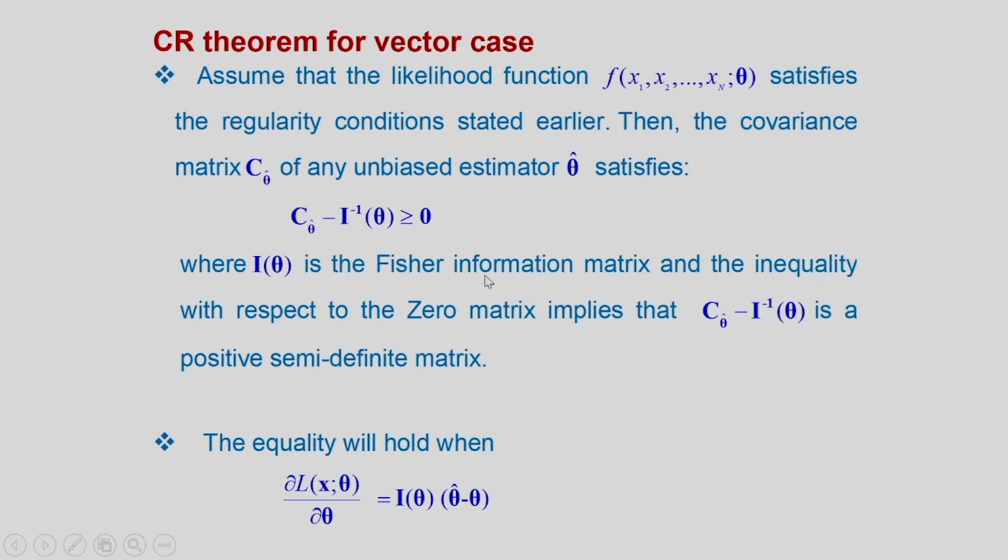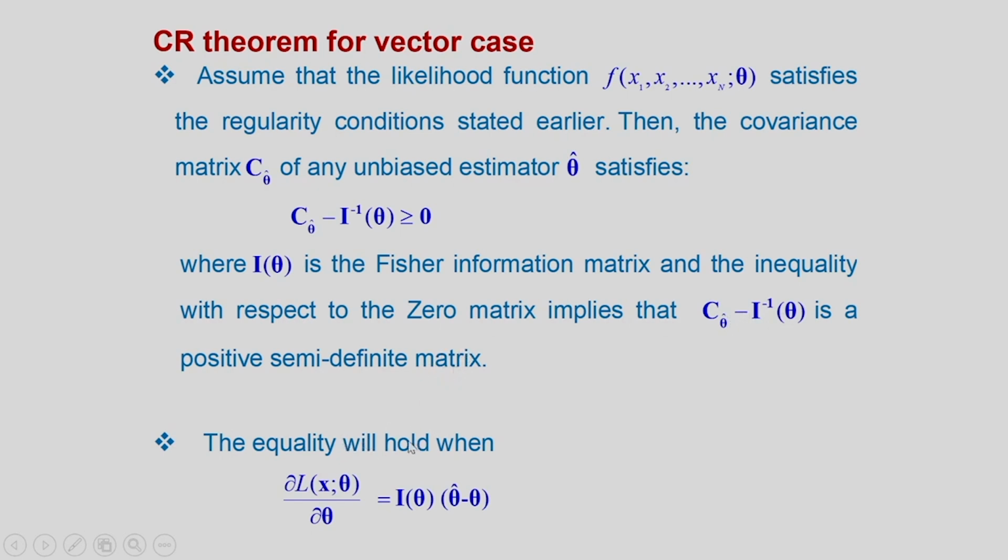Where I(theta) is the Fisher information matrix. Now, this inequality is a matrix inequality. This inequality with respect to the 0 matrix implies that the quantity C(theta hat) minus I inverse of theta is a positive semi-definite matrix. So, we have to test whether this matrix C(theta hat) minus I inverse of theta is a positive semi-definite matrix. This is the condition for the Cramer-Rao lower bound.